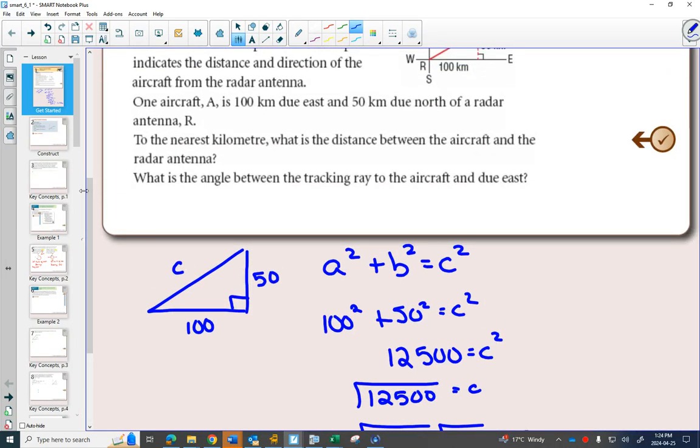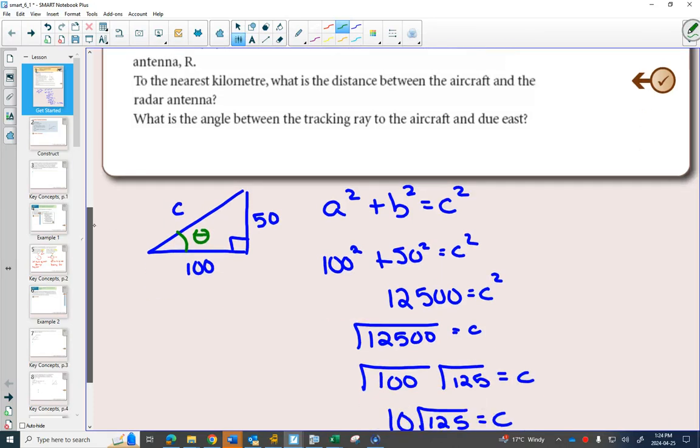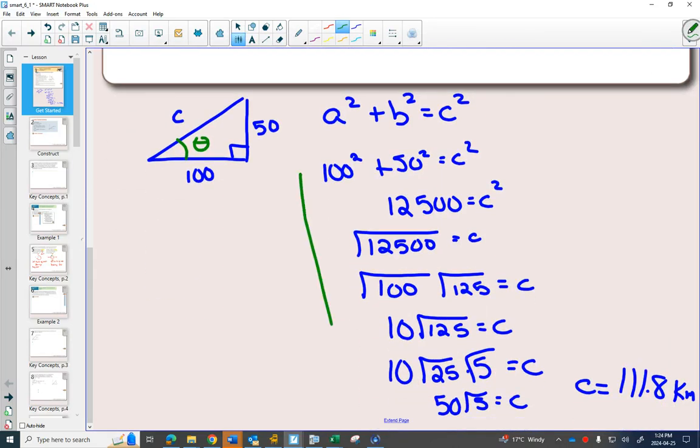The second question says, what is the angle between the tracking ray and due east? So we're asking for this angle theta. And I'm going to switch to green to do this question. Next thing from previous trigonometry. Did you ever learn this acronym? SOHCAHTOA. What did it stand for?